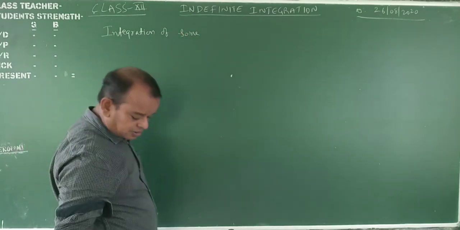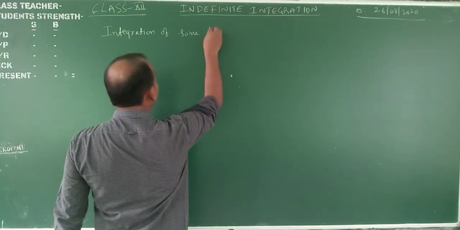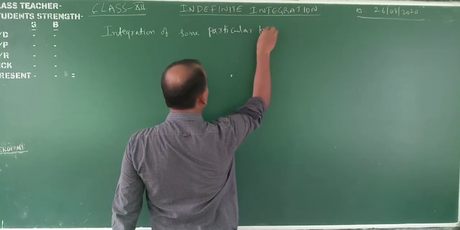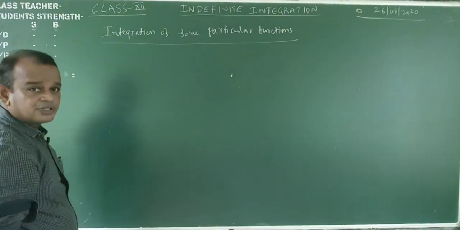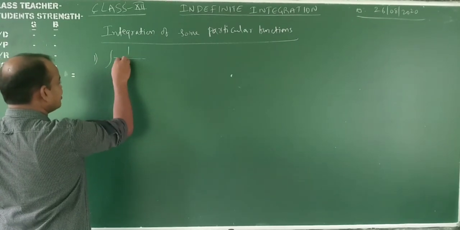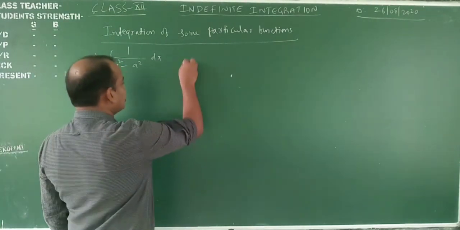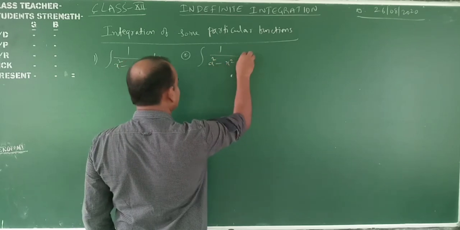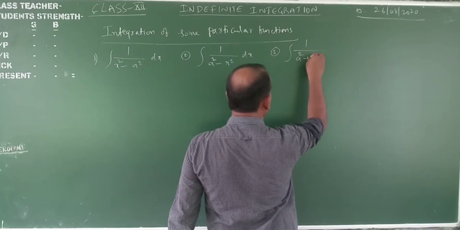Integration of some particular functions. Observe that. What are the particular functions? First one, integral of 1 by x square minus a square dx. You know this one? I think you don't know. Second one, integral of 1 by a square minus x square dx. Third one, integral of 1 by a square plus x square dx.